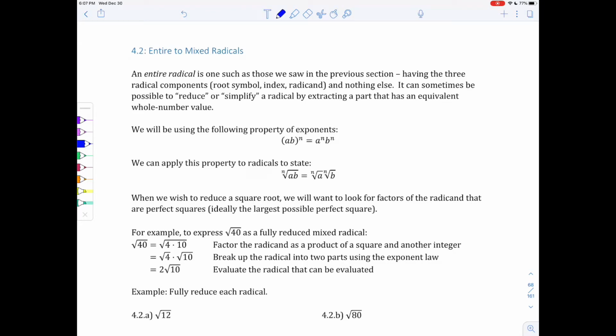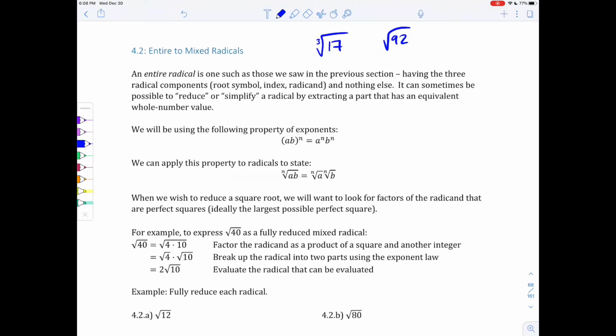Speaking of entire radicals, they are like the radicals we saw in the previous section. They have three main components: the root or radical symbol, the index, and the radicand. Nothing else. So like the cube root of 17 or the square root of 92, those are entire radicals. Now, it is sometimes possible to reduce or simplify these entire radicals by extracting a part that has an equivalent whole number value.